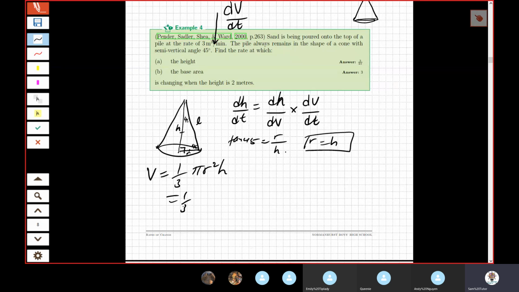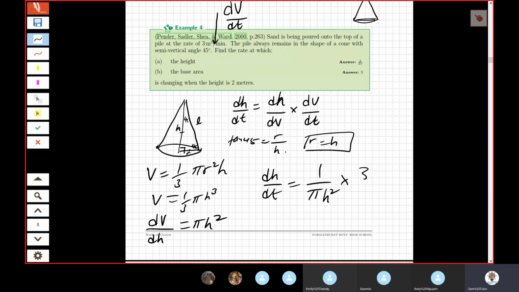So now you guys have this formula: pi h squared times h cubed. Do you understand that, Emily? Yeah. You aren't going to find dH on dV. You are going to find dV on dH, which is pi h squared. Then how would you write dH on dV? You just flip it, don't you? So it becomes 1 over pi h squared.